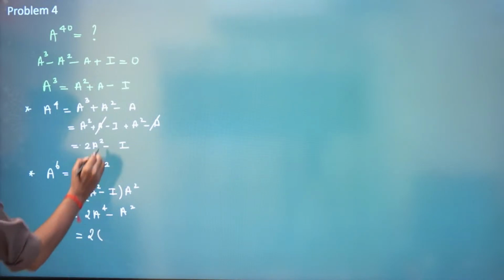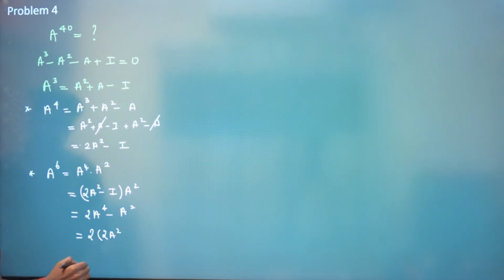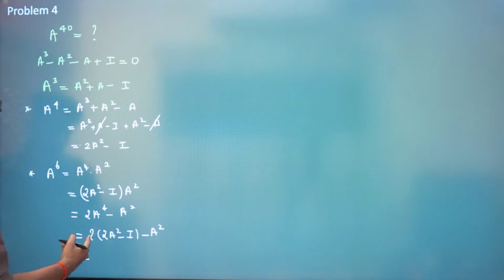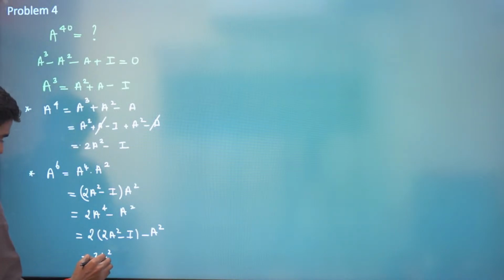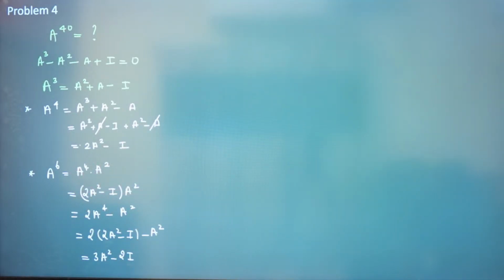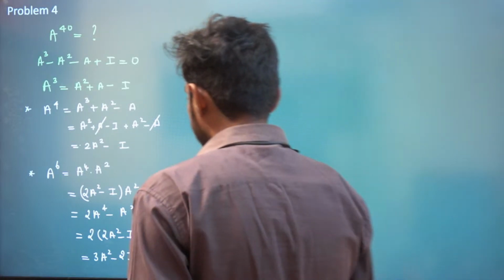So 2 times, what is A power 4 again? 2A square minus I, minus A square. So 4A square minus A square, so 3A square, minus 2I, right? So A power 6 turns out to be 3A square minus 2I. Is it clear? A power 6 turns out to be 3A square minus 2I.